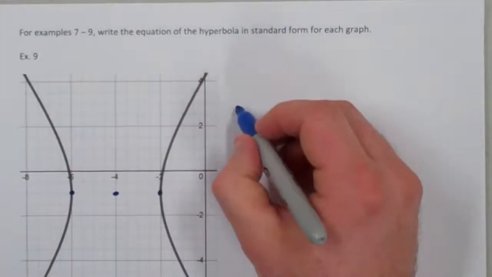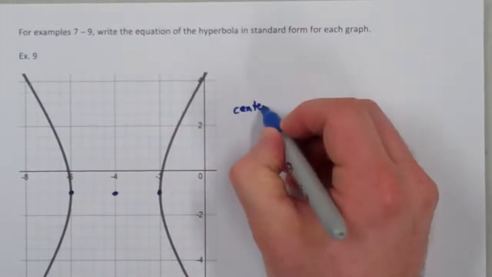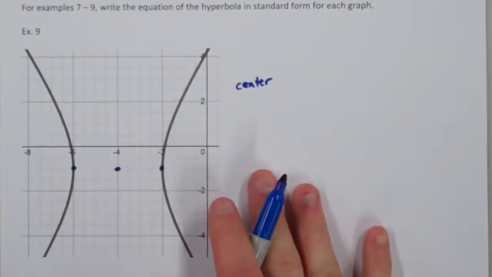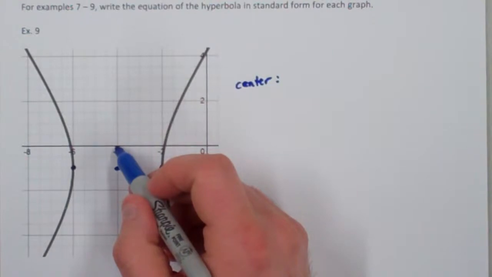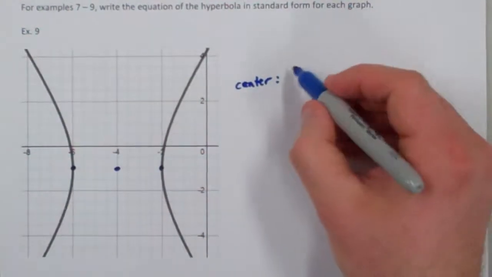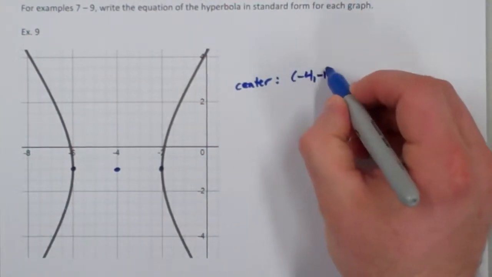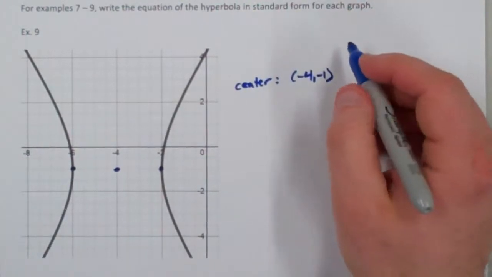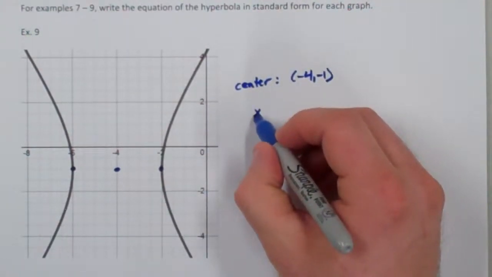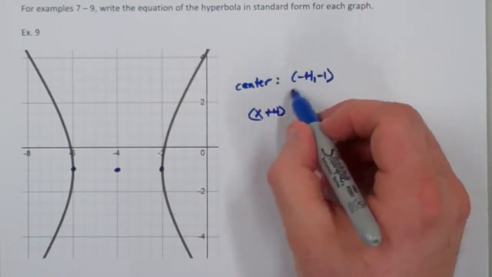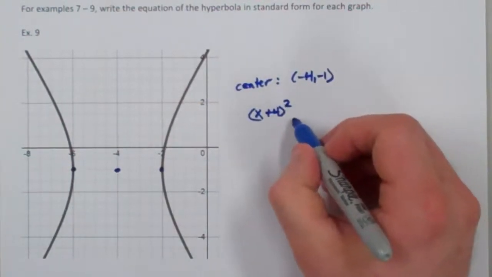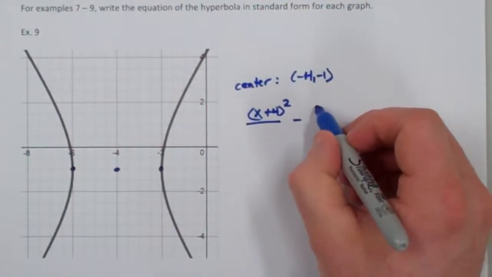If we look at that point, we can sneak this up a little bit so you can see the whole thing. The center is going to be, in this case, at -4, and it's down 1. So this is (-4, -1). It definitely opens left and right, so we can do our x term first. We're going to write the opposite of whatever the x coordinate is of the center, square it. We'll figure the rest of this out later.